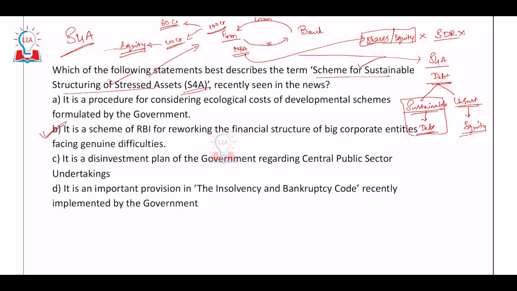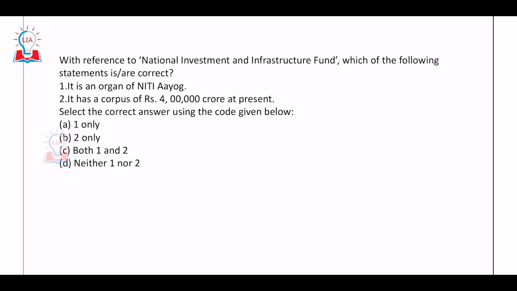So that is B. Ecological costs, wrong. Disinvestment plan, wrong. It is an important provision in the IBC code recently? No, that is also not the case. So the answer is C. Sorry, B.